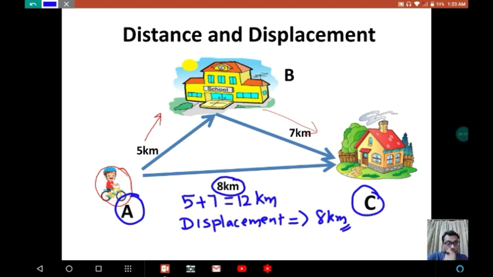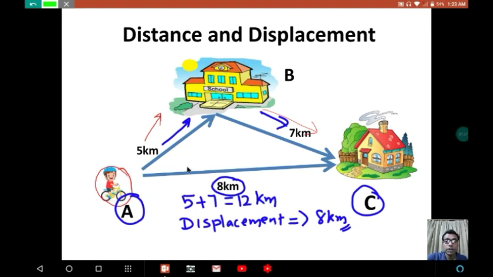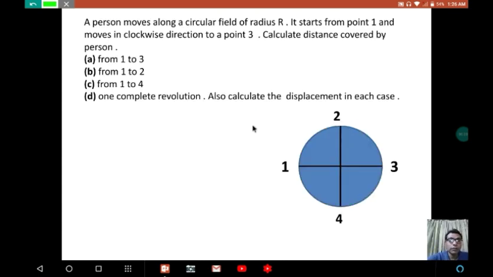As in the case of distance, we measure the path covered. This is the path. And for the displacement, we measure the length of the shortest distance. In this case, it is A to C. This is the displacement. I think it is again clear from this short numerical how to calculate the distance and displacement. Now let us see one more example for the distance and displacement.